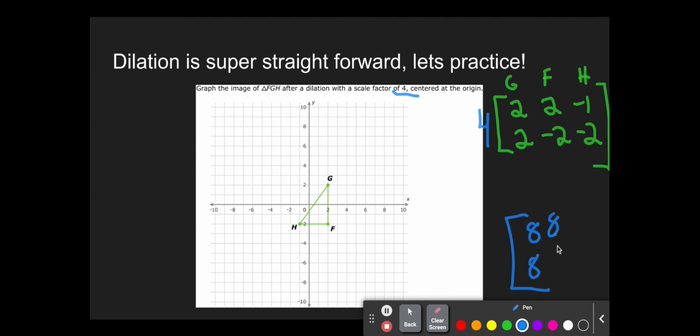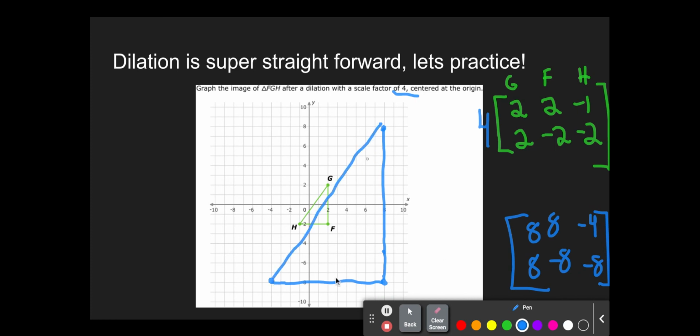8, 8, 8, -8, -4, -8. So -4, -8, 8, -8, and 8, 8. And that right there is a triangle which is 4 times the size. So we can see clearly it's a similar triangle, right?